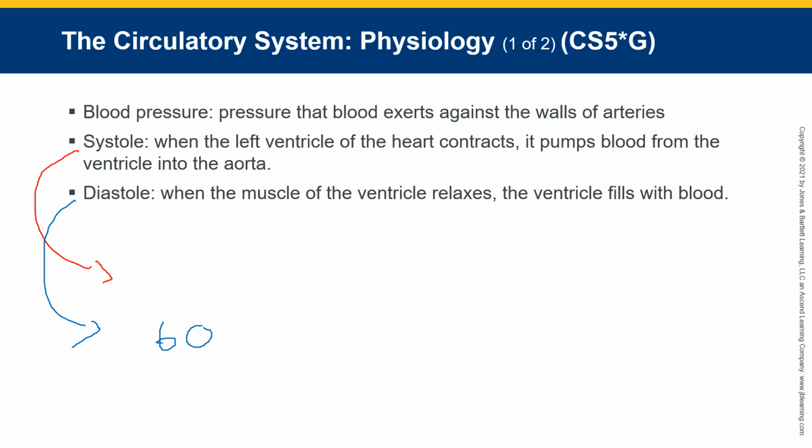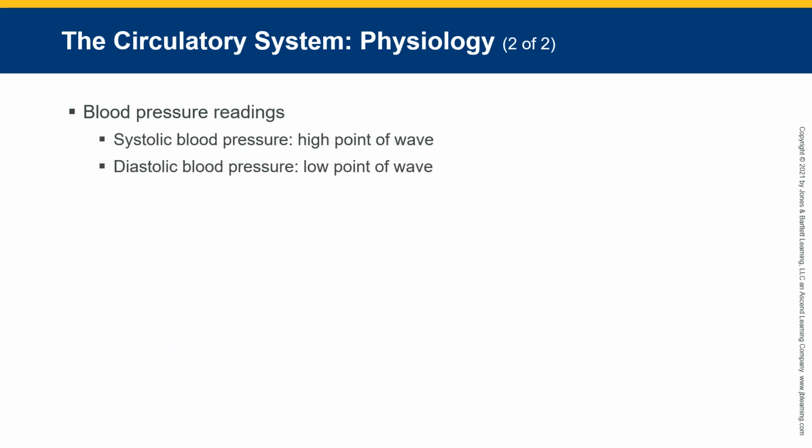And the diastolic is when the muscle of the ventricles relax and the ventricle fills with blood. So it's the amount of pressure that's in the system at any point in time. And then the systolic is the maximum. And so, like this example here, 120 over 60, we always write systolic over diastolic there. So systolic is your high point, diastolic is your low point.